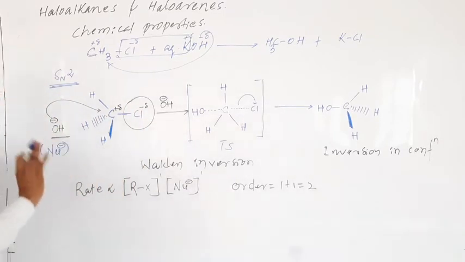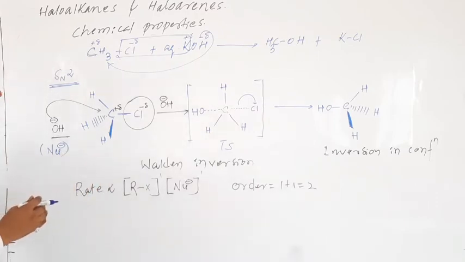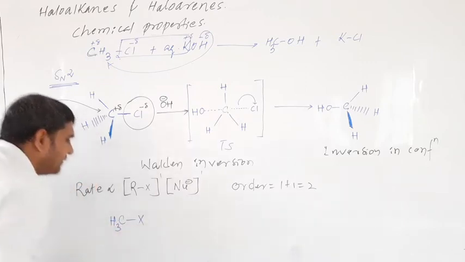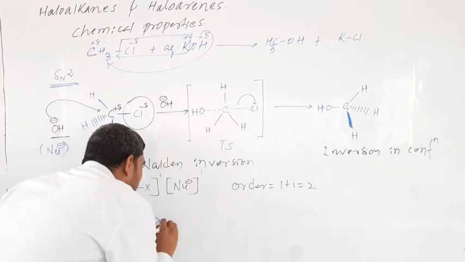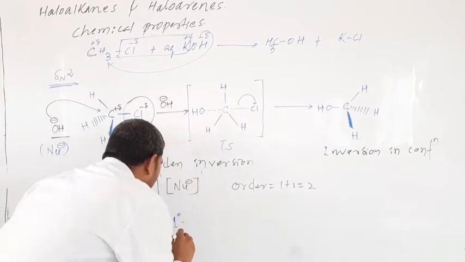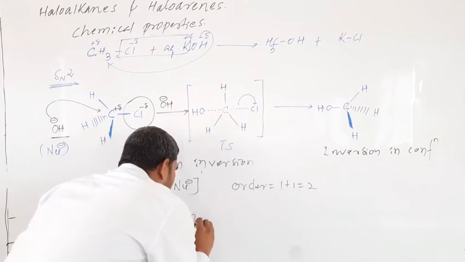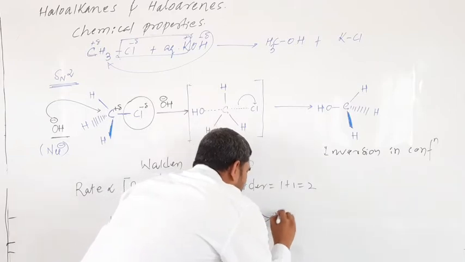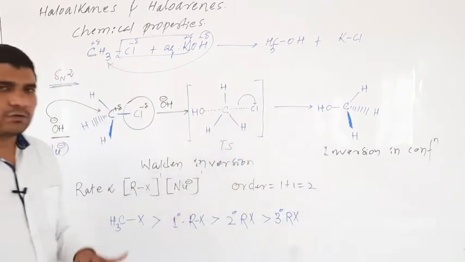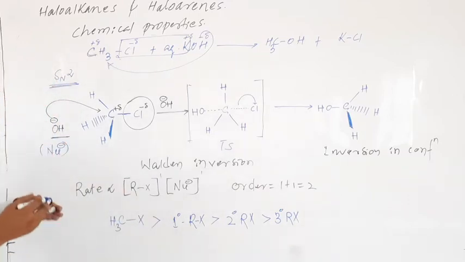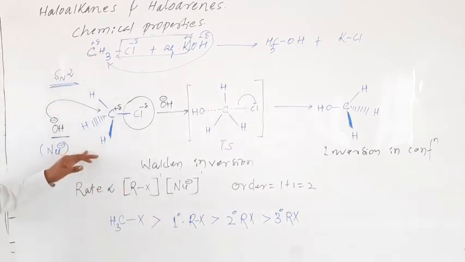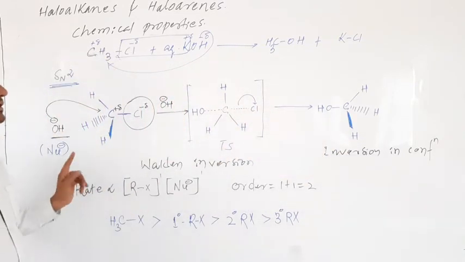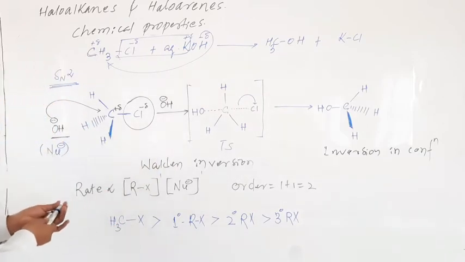In the case of an SN2 reaction, which one is the more reactive alkyl halide? CH3X. What is the order of reactivity? CH3X is highly reactive, then primary RX, then secondary RX, then tertiary RX. I think you studied this in the theoretical part. This order is followed in the case of SN2 reaction. Understood? Always in the case of SN2 reaction, the configuration of the product is exactly opposite. That is, inversion in configuration takes place.